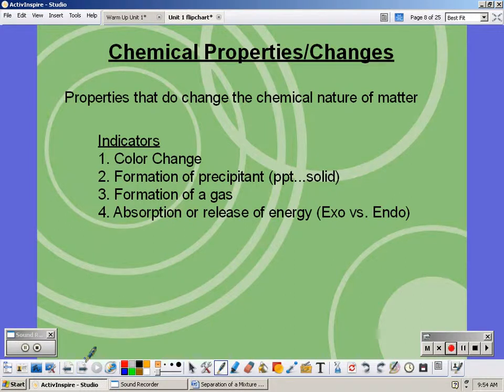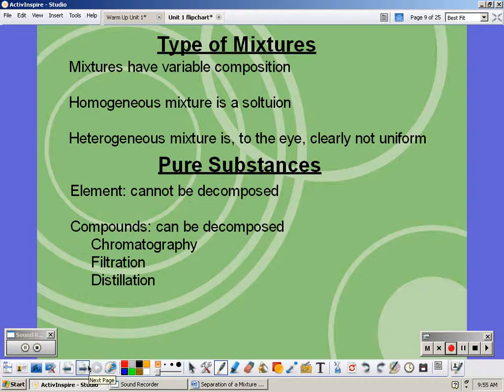There are different types of mixtures. They can all look the same. We can't see the difference. That would be homogeneous, and that's where the word solution comes into play, which is not spelled correctly there. Heterogeneous, make sure we can clearly see with our eyes that it's not uniform, so we can actually see the different pieces and we could pick them apart. Now, a pure substance is an element or a compound. An element cannot be decomposed, but compounds can be decomposed, but they have to be done chemically.